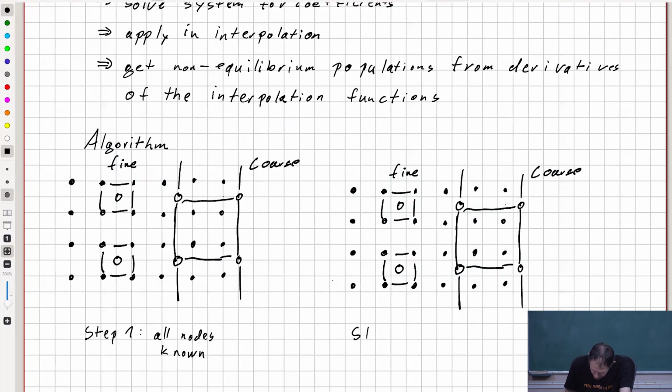So we do step 2. In this step 2, we do a fine time step. So remember, we have acoustic scaling, so we have 2 fine time steps during one coarse time step. One fine time step means, because these fine nodes here don't have any neighbors on their right side, there's no streaming to them, so they become invalid in this time step. So we have to forget about them.